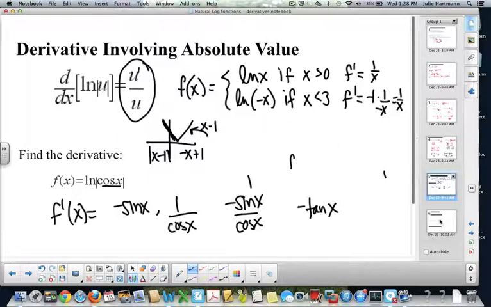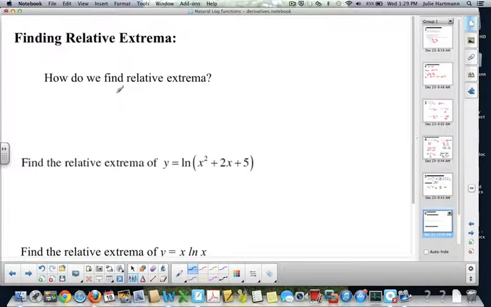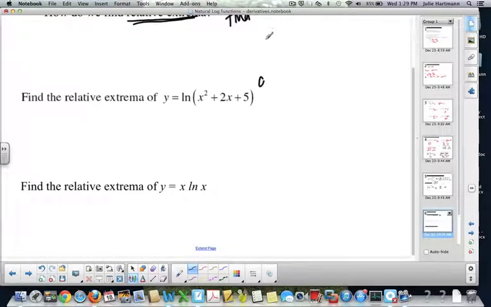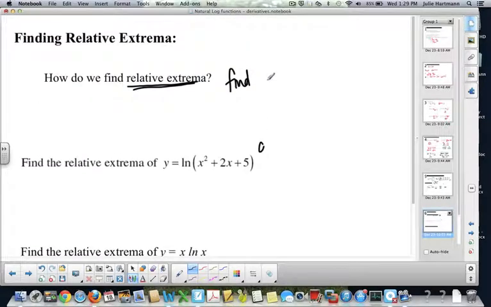Alright, so when you're doing relative extrema, it's the same way. Okay, this is back doing derivatives, so remembering back to chapter 3, relative extrema. You find the derivative. Set it equal to 0. Solve. Test your values.